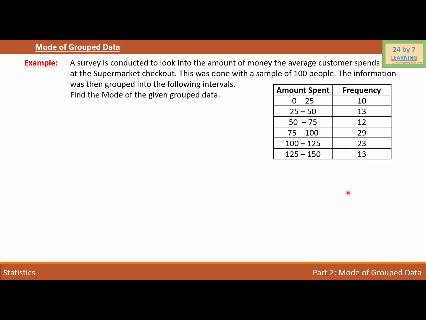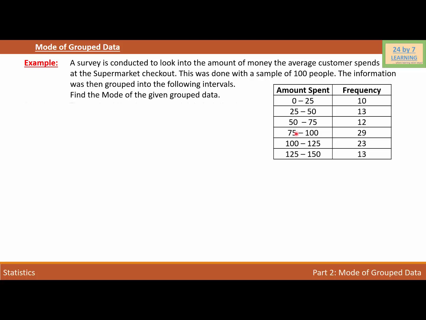As you can see, here is the table where the amount spent is given in terms of money, and the frequency is basically how many customers, or I should say how many people, spend this much money, or in the given range, at the checkout counter. So what we need to do is find the mode of the given group data.